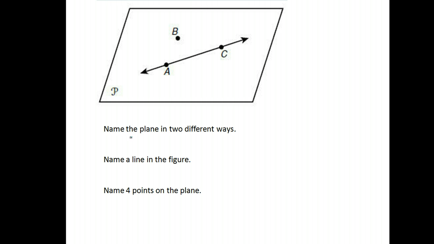Well, we could name it plane P. That's our script letter. I'm going to give more than 2 ways. We can also name it using any of the 3 points on the plane. There are only 3 points, but we can put them in any order. So we could name this plane ABC. We could name it plane BCA. We could name it plane CAB, and the list goes on. So there's more than 2 examples of how to name it. We can use the script letter, or we can use any of the 3 points in any order.